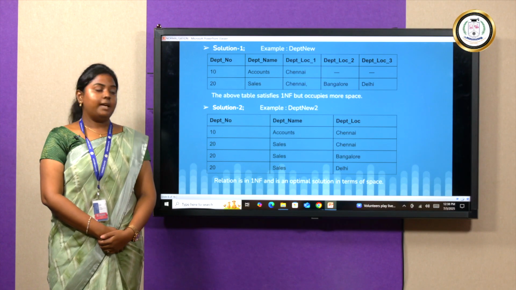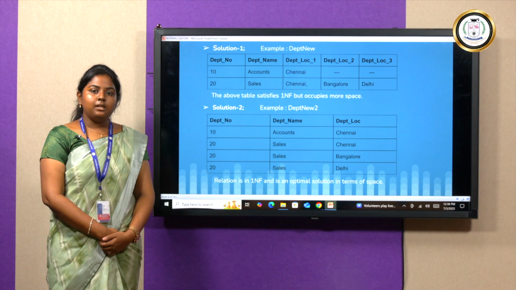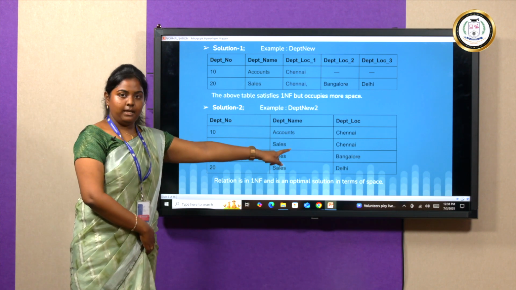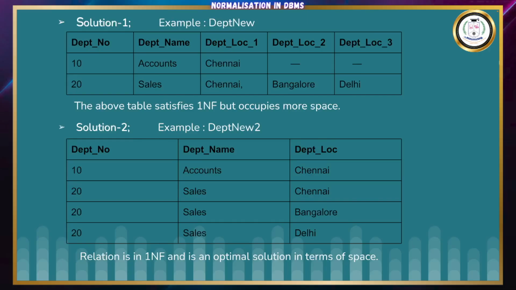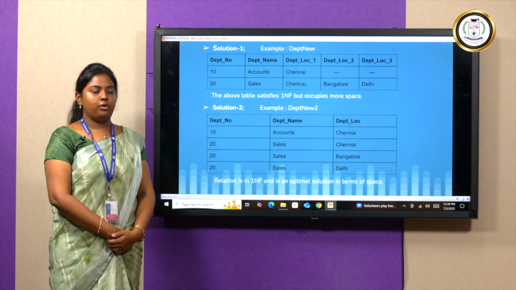Here the table name is department new 2. Again we have department number, department name, and department location. If we have a single value in a single department, we only specify that location. If we have three different locations, we just specify each in a single row. In this way we can save more memory space, and it is also the optimal solution, and it satisfies the first normal form.